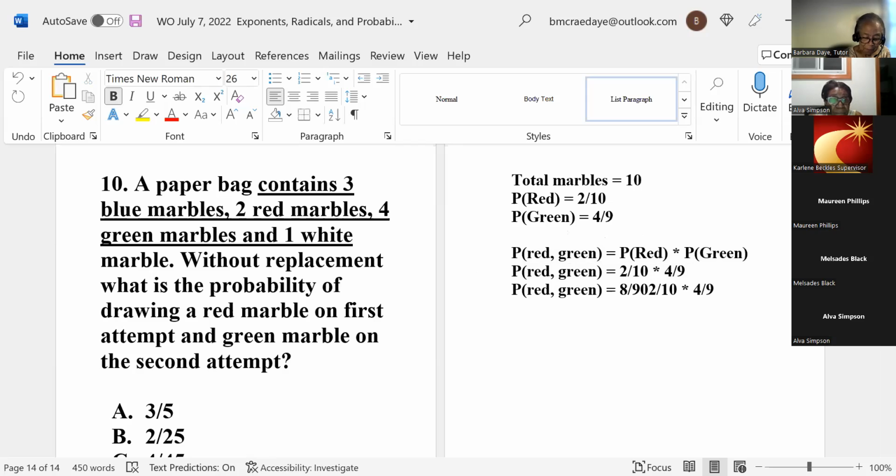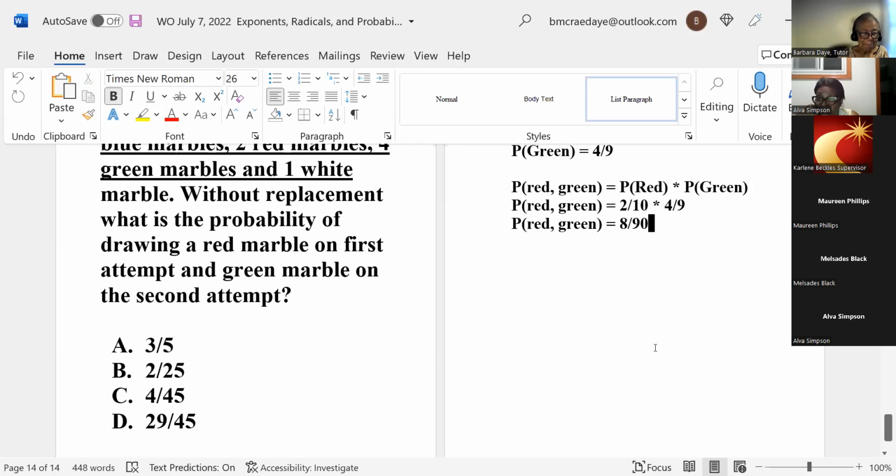8 over 19. What's that equal to? Simplify it. What do you get? It would be C, Miss Barbara. Would it be C? Maureen, is that correct?